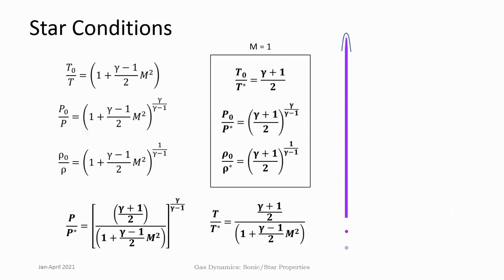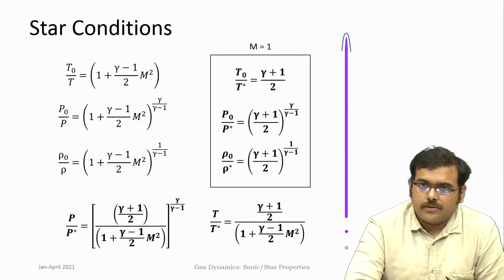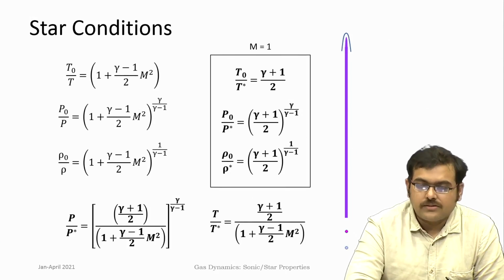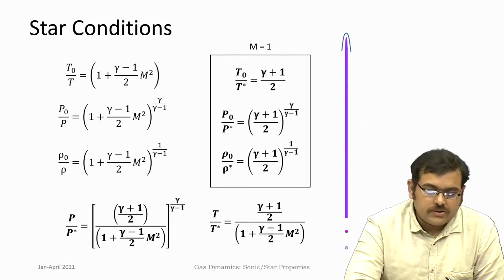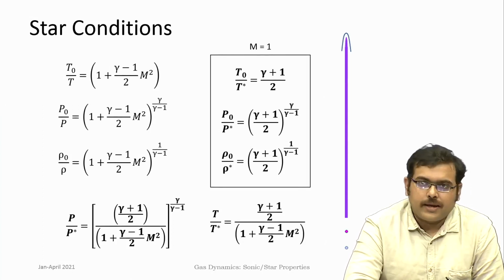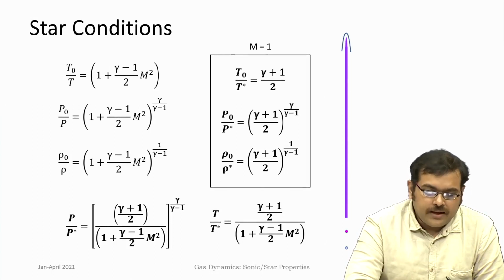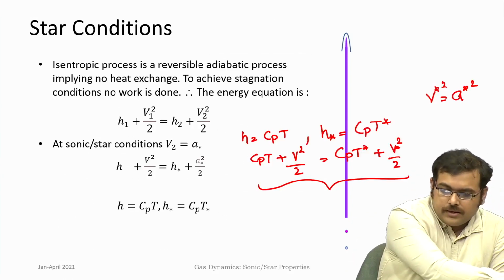But there is also another way to look at this process or these equations to get to the stagnation properties, sorry, the star properties. That is, consider that since both these processes are isentropic, they would fall on the same line, starting from the given Mach number.